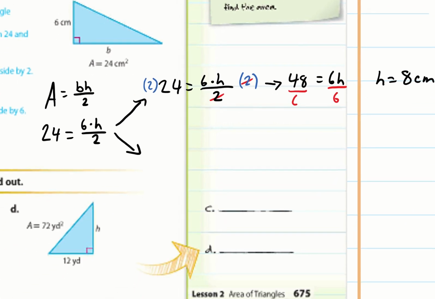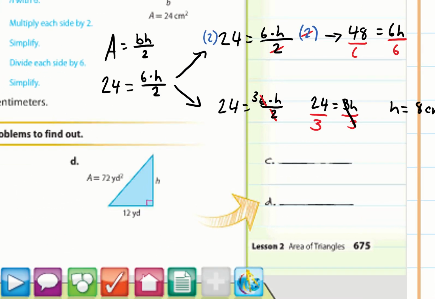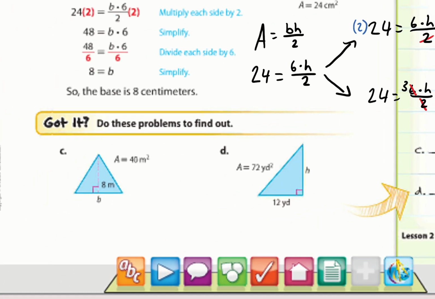Method 2, which I believe is shorter, we have 24 equals 6 times h over 2. I can simplify my 6 over 2, so my 2 goes away, and that becomes a 3. So 24 equals 3h. Divide by 3 on both sides. And then 24 divided by 3 is 8 centimeters. So go ahead and try C and D.